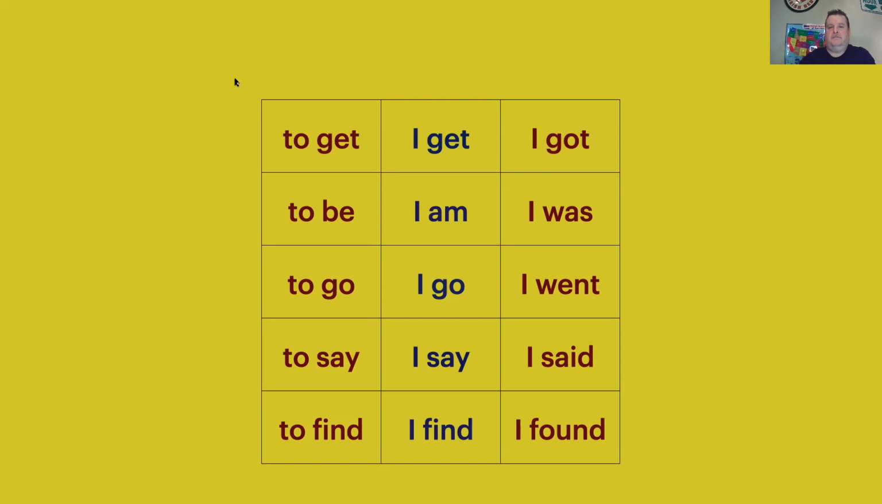Now to be, you would say I am in the present simple tense. That'll become I was in the simple past. For to go, I go becomes I went. For to say, I say becomes I said. For to find, I find becomes I found. So repeat after me. I got, I was, I went, I said, I found.